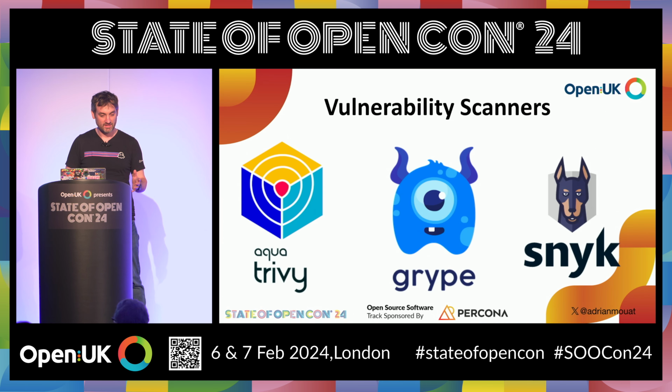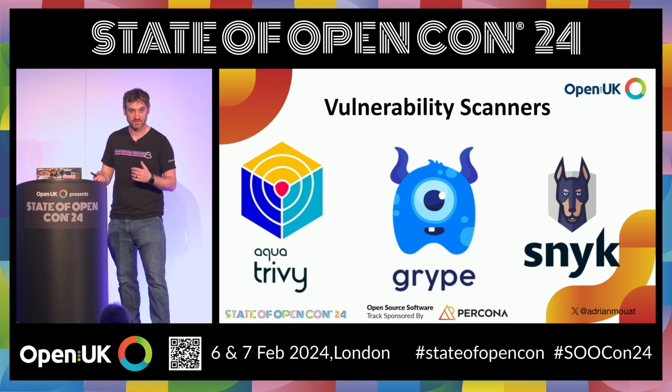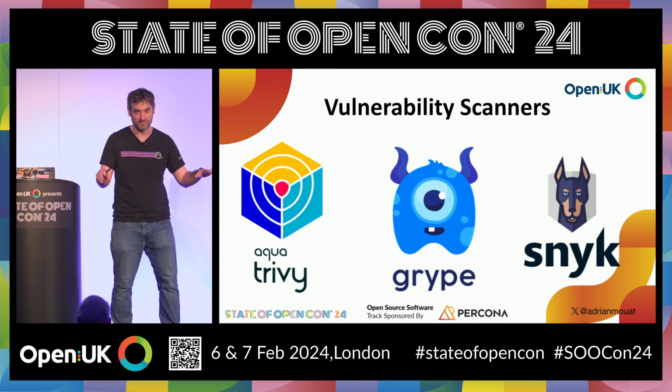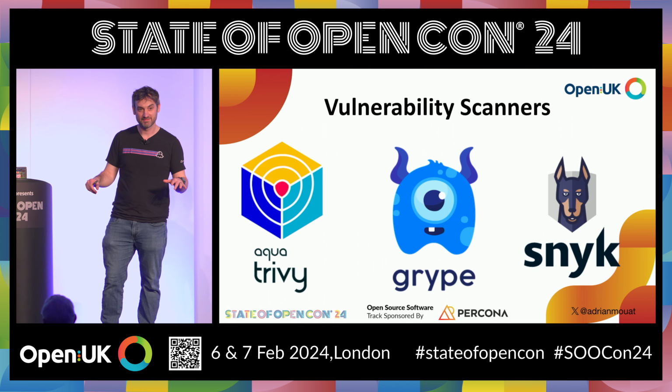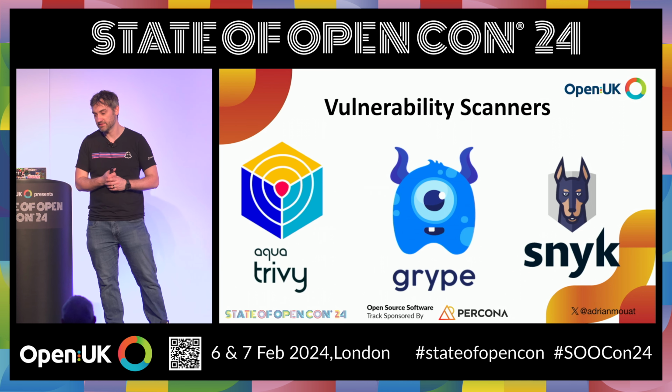Now, to understand why a bunch of these things turned out to be important to building secure images, we're going to need to take another step back and look at where we are in terms of security in the container ecosystem. If you've used containers at all, I bet you've come across vulnerability scanners. Have people heard of things like Trivy and Snyk and Grype? A few nods. OK, so hopefully you're all on the same page.